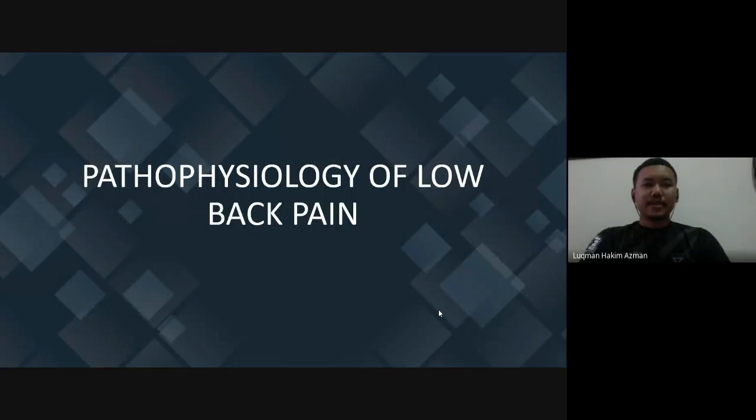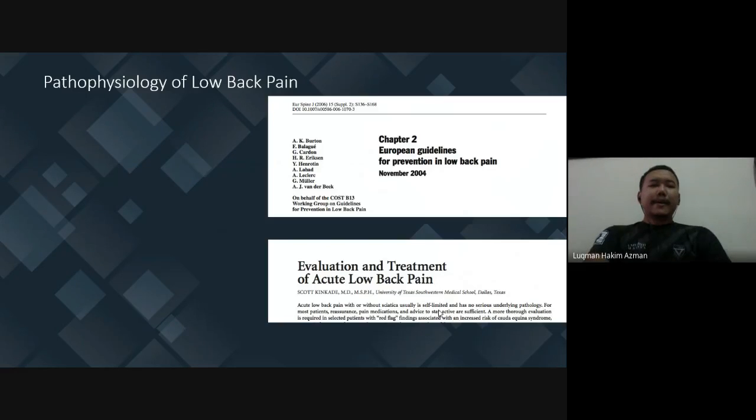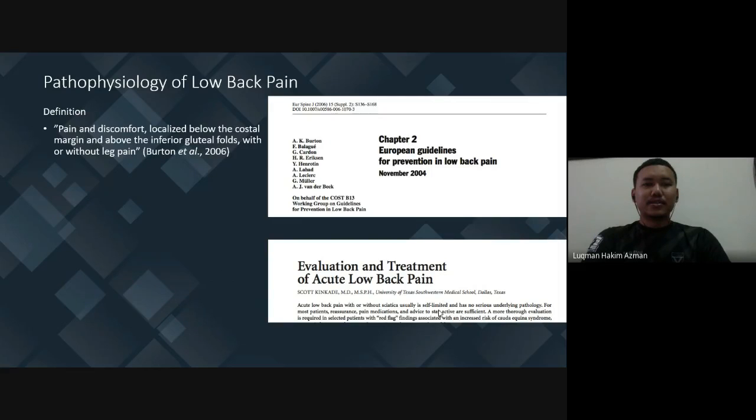So for the first part, I will be presenting on the pathophysiology of low back pain. So the definition for low back pain, there's a different definition according to the sources. According to the European guideline for prevention of low back pain, it is defined as pain and discomfort that is localized below the costal margin and above the inferior gluteal fold with or without leg pain.